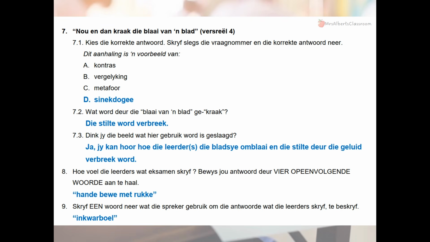7.3, dink jy die beeld wat hier gebruik word is geslaagd? Okay, so do you think this image is successful? I said yes, because you can hear the learners as they are turning the pages. It breaks the silence through that sound. So it's a very typical exam venue situation. This is something that you have experienced in exam venues where you have been personally. So it's a very proper and legit image being given to you here.